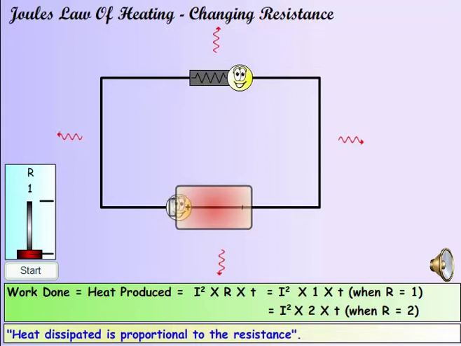The heat produced in an electric circuit is the product of the resistance and the square of the current. If the resistance is doubled, the heat dissipated also doubles. This is known as Joule's law of heating.